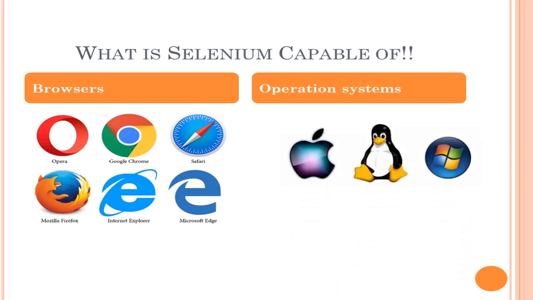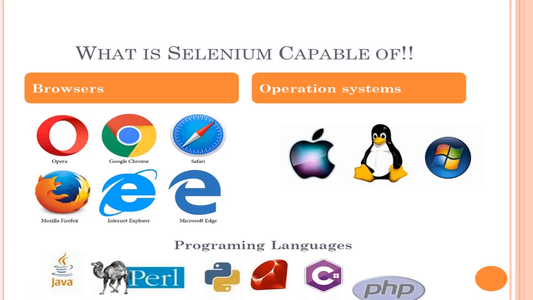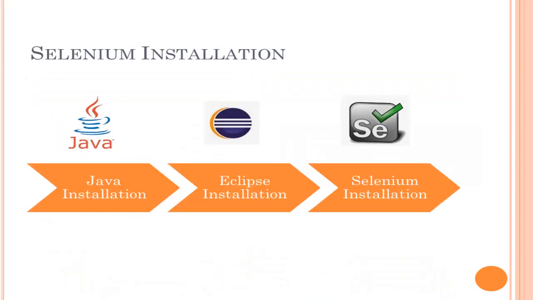In fact, you can also write test scripts in different programming languages like Java, Perl, Python, Ruby, C Sharp, PHP, and JavaScript. Let's move on to the next part of our video, that is Selenium installation. Now, Selenium installation is divided into 3 steps. First one is installing Java, which is the programming language that we are going to use.